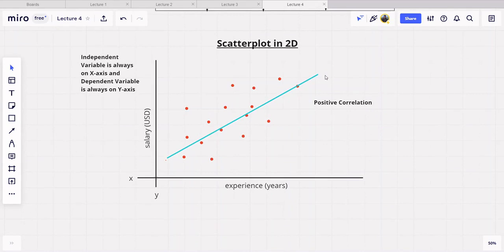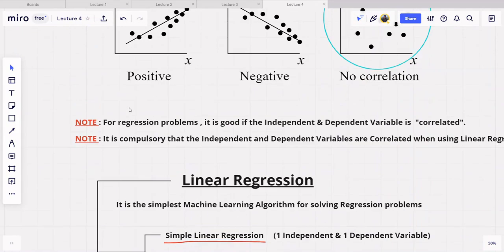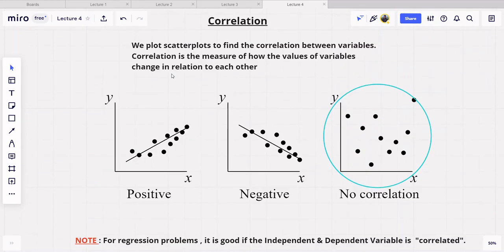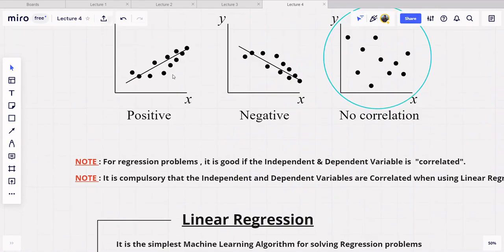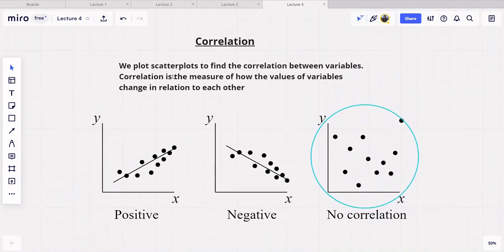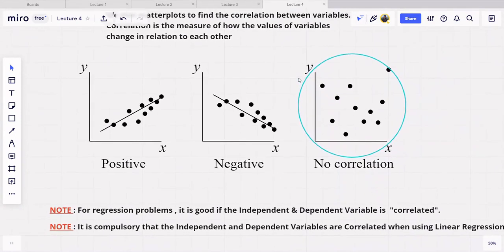Okay, so whenever you are using linear regression, make sure that there is at least some positive or negative correlation amongst your independent and dependent variable. Okay, if there is no correlation among your independent and dependent variable, in that case don't use linear regression.